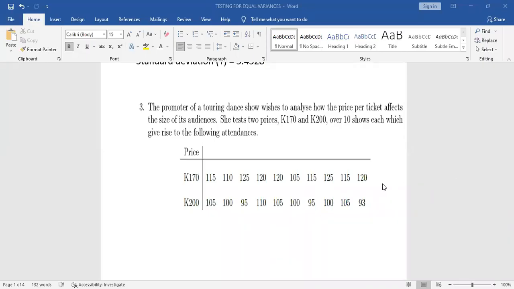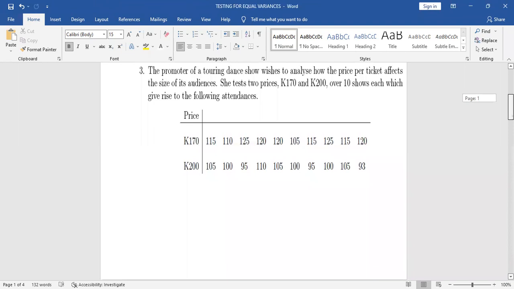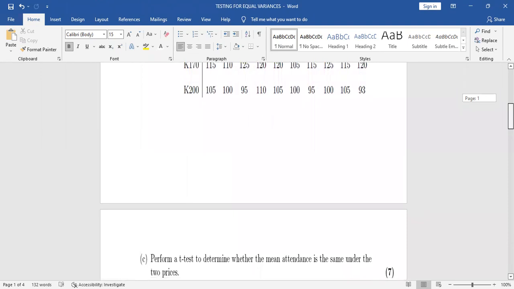All right, welcome back. So we are still looking at this question. The promoter of the tour industrial wishes to analyze how the price of tickets affects the size of its audience. She takes two prices, 170 and 200, over 10 shows, each of which gives rise to the following attendances. We have those attendances there as indicated in the question. At price 170, we have those attendances. At price 200, we have those attendances.